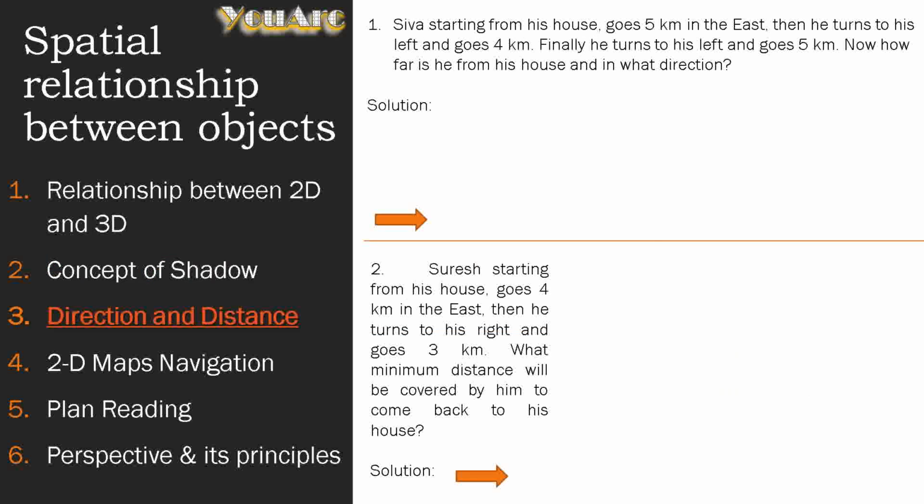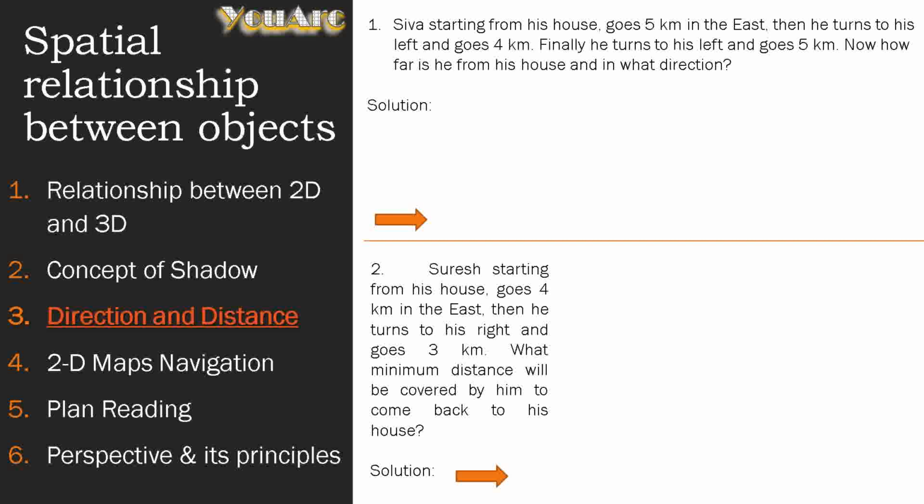This topic is called direction and distance because we have to be very familiar with the direction, and we should also know the mathematical part of this distance question. So this can be asked. So the first question states that Shiva, starting from his house, goes 5 kilometers in the east. Okay, he turns to his left. He's in the east. If he's turning towards his left, he goes in the north.